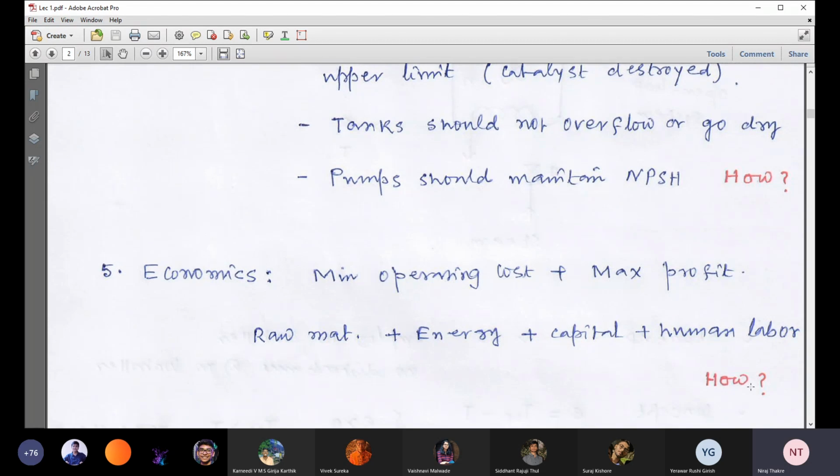Now in all 5 points, I have one question, that is how we can do this. Anyone have the answer to this question, how? Could you repeat it? Yes, in the last 5 points, I have one common question, that is how. How can you maintain all these requirements? Who will maintain this at all times?